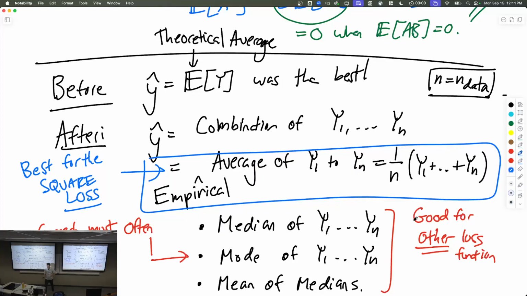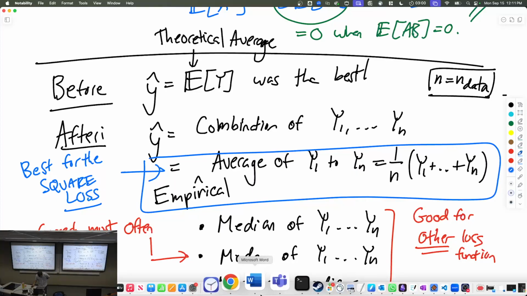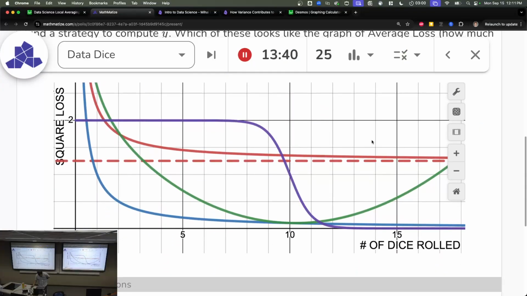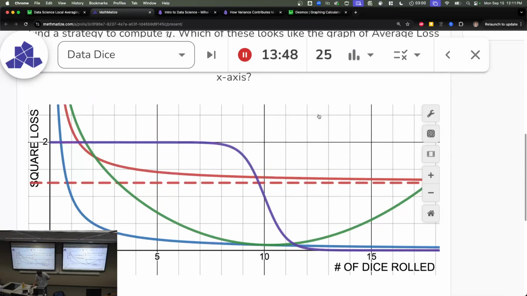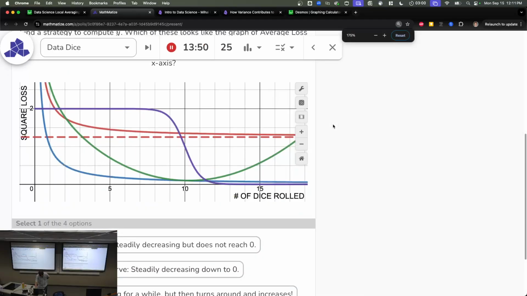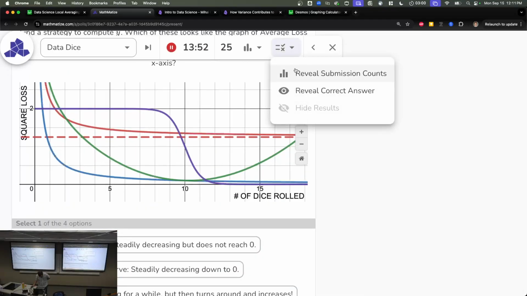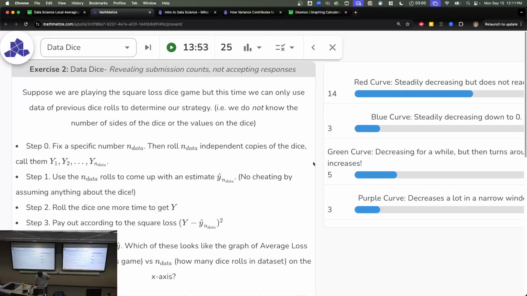Okay, now let's go back to the question I was asking you before, which is what I really want to discuss, which is what does the graph look like? And your options were red, blue, green, or purple. And I'm just curious to see what you guys said. So let's look at it. Reveal counts. Okay, here we go. So let's talk about blue, green, and purple, and red. Red seems to be the most common.